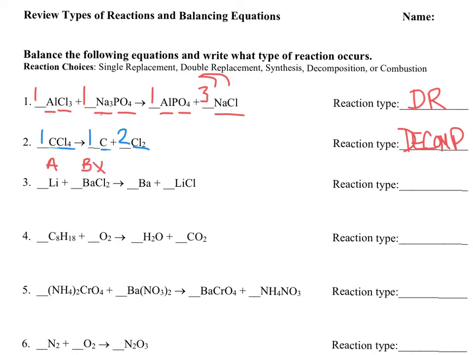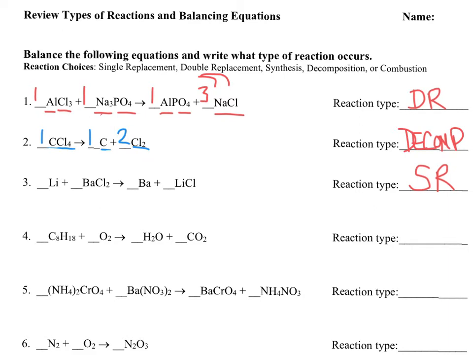Looking at question number 3, it looks like I have something all alone, lithium, and then I have a compound, so I'll call that BX. Then it looks like, look at barium, got kicked out, it's now by itself, so B's here, and now I have AX. So what is that? 1 lone replaced, so that is a single replacement reaction, so I'm going to call that SR.